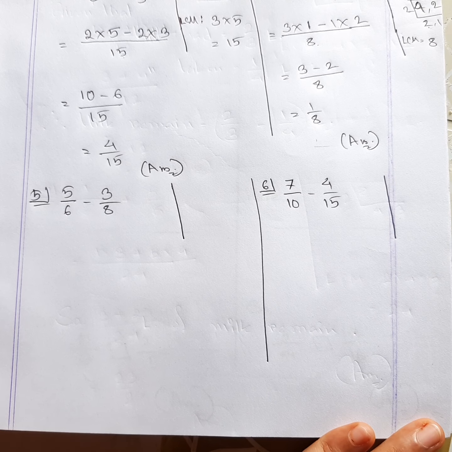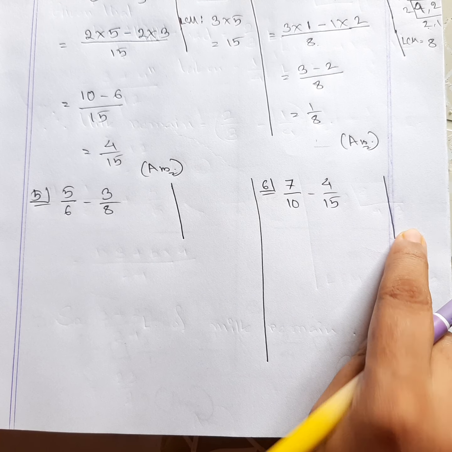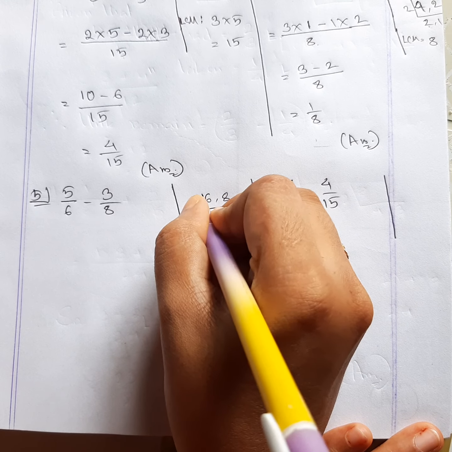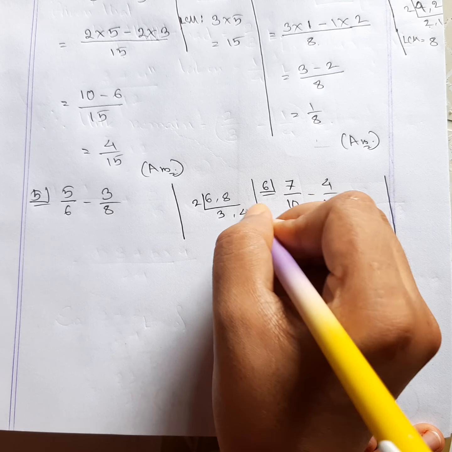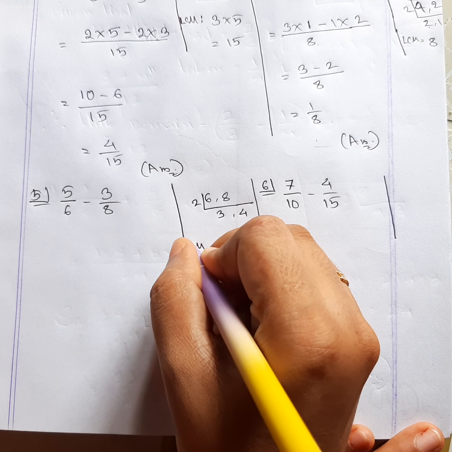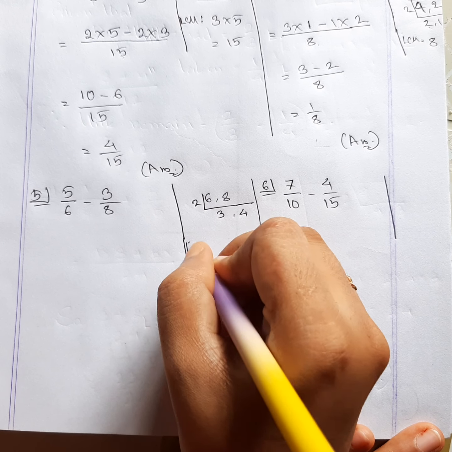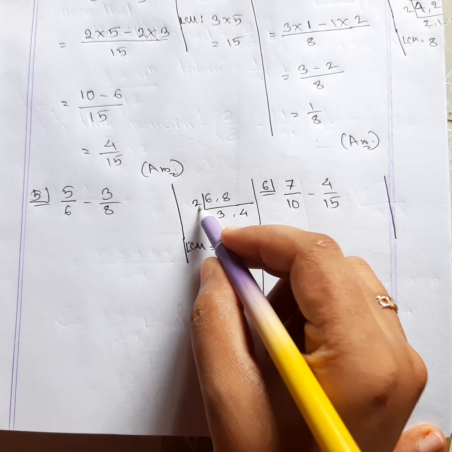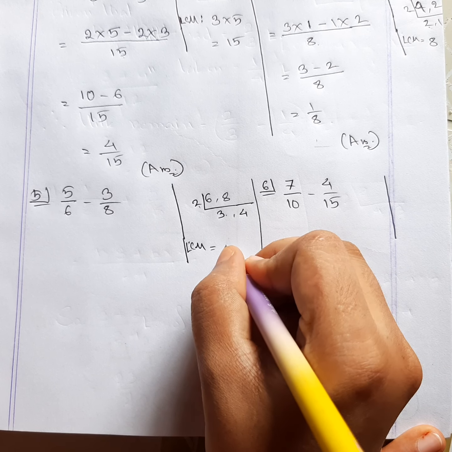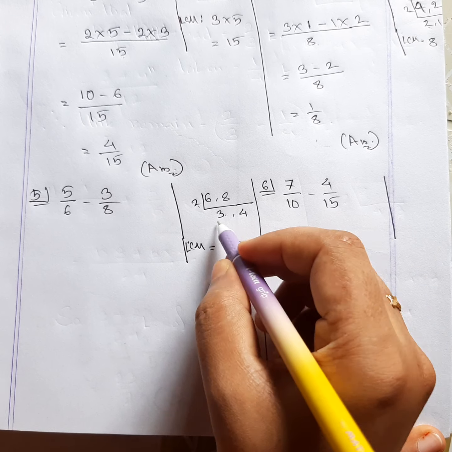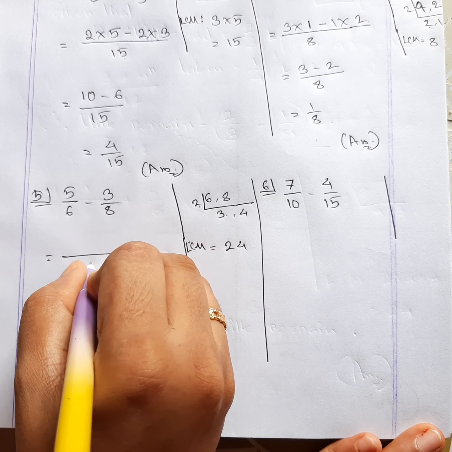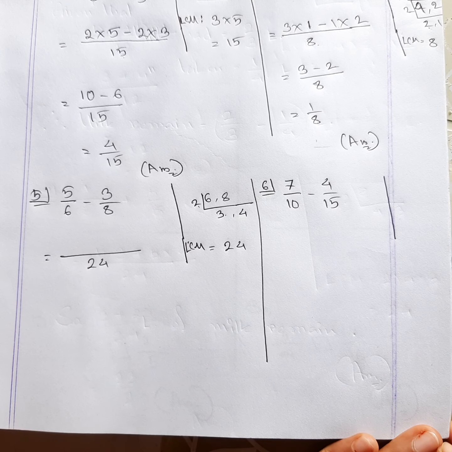Okay, now the 5th and 6th problems. For the 5th problem, LCM. No more, we cannot go for more. 3 2s are 6 and 24, I think. So we are just going to write down 24 over here.